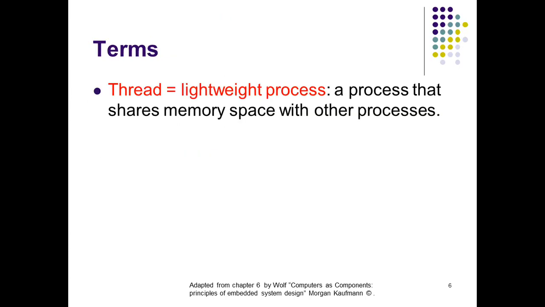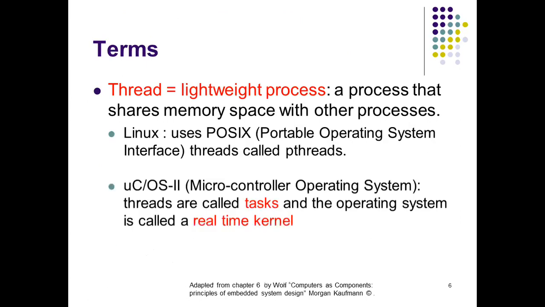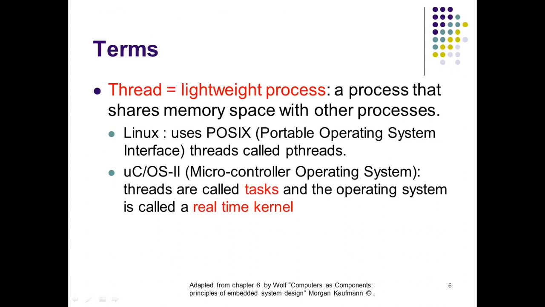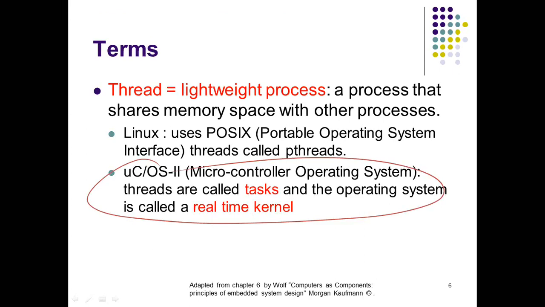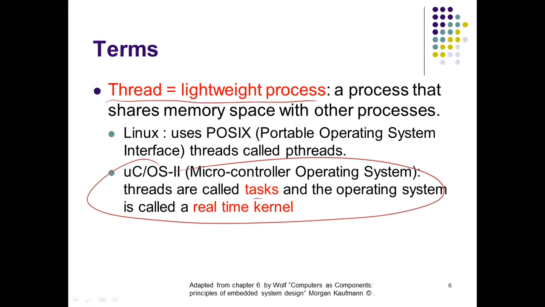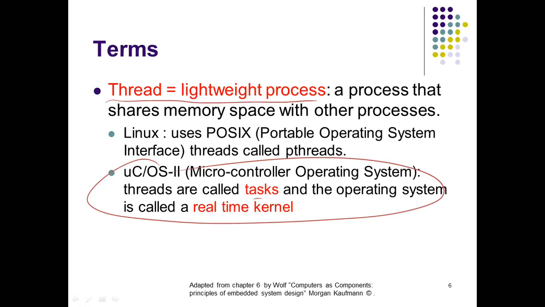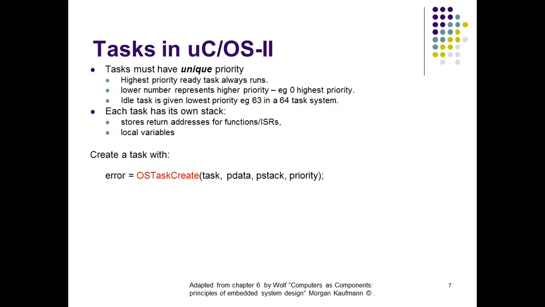And so in terms of some simple terms, the thing that I wanted to remember is we're using microC/OS-II and we're calling our processes tasks. And these tasks are actually threads, which are lightweight processes that share memory space, and this can have some issues. Right. So how do you create a task in microC/OS-II?